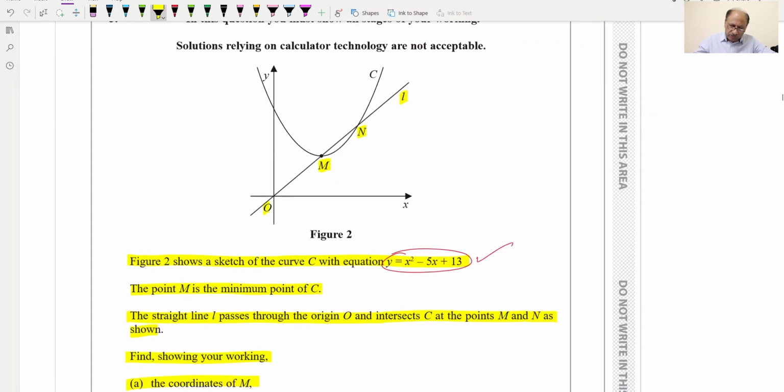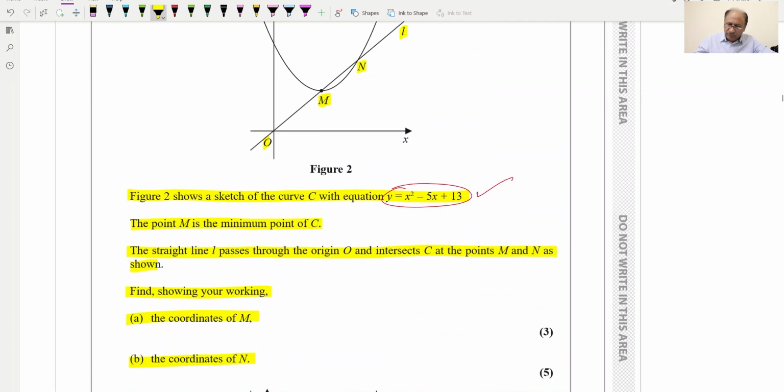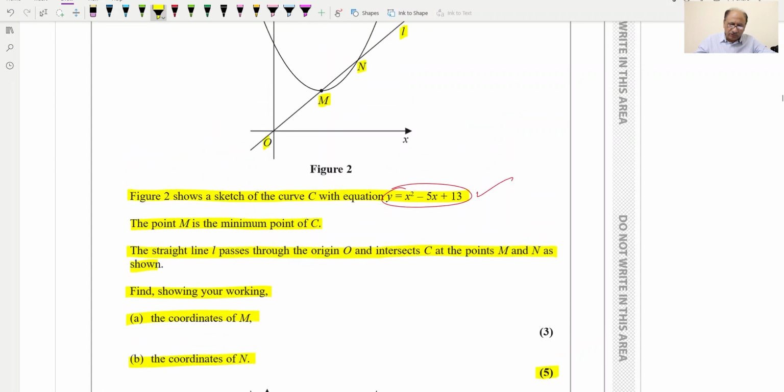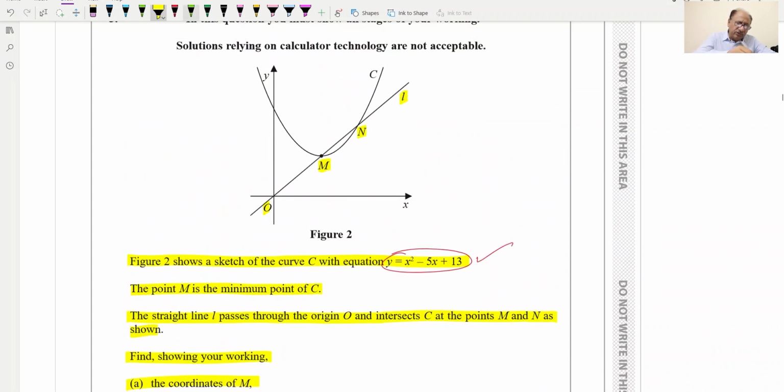So the equation of the line we can find first, and we have to find the coordinates of M. Keep in mind this is a 5-mark question, so it will require a little more working. So we will write down the equation of the line. Our strategy will be to find the equation of line L, and the curve equation we already have, and we will equate them to find the points of intersection.